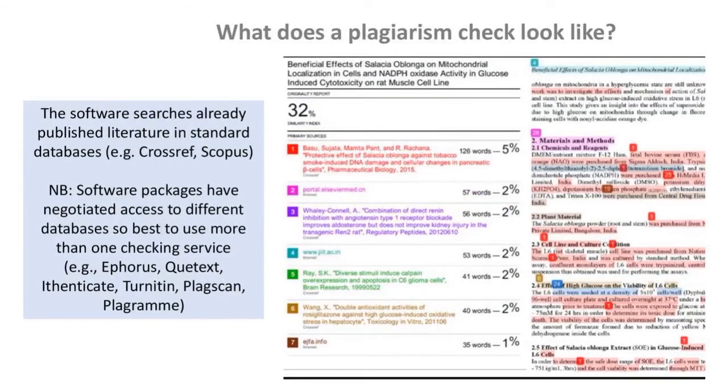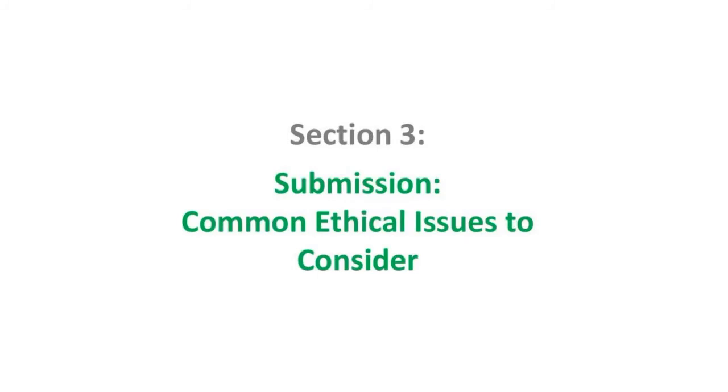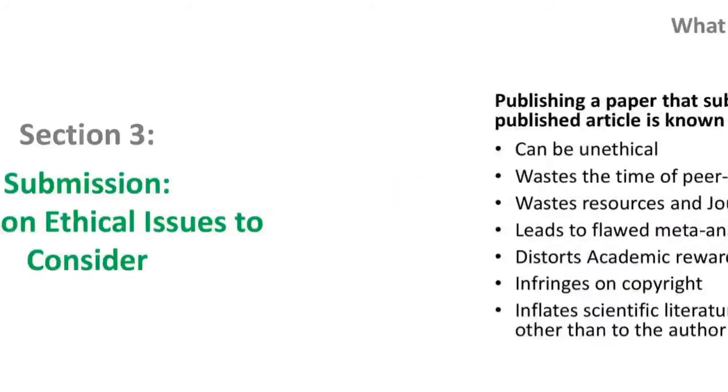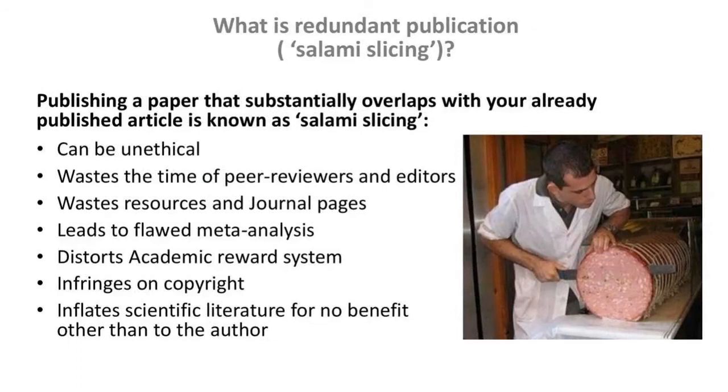This is what a plagiarism check looks like. You can see it here. It's an example of a document submitted to a journal which has failed that plagiarism check. Now, in terms of ethical issues to consider at the submission stage, you should not be salami slicing your papers. This means publishing a paper that substantially overlaps with already published work.